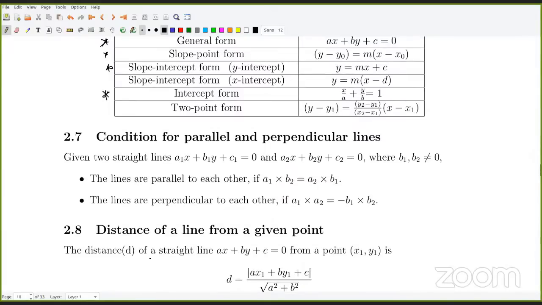Now the actual condition: if I have given you two straight lines in the general form, how will we conclude whether those two lines are parallel or perpendicular? If I have straight lines A1x plus B1y plus C1 and A2x plus B2y plus C2, with different constants, then they are parallel.